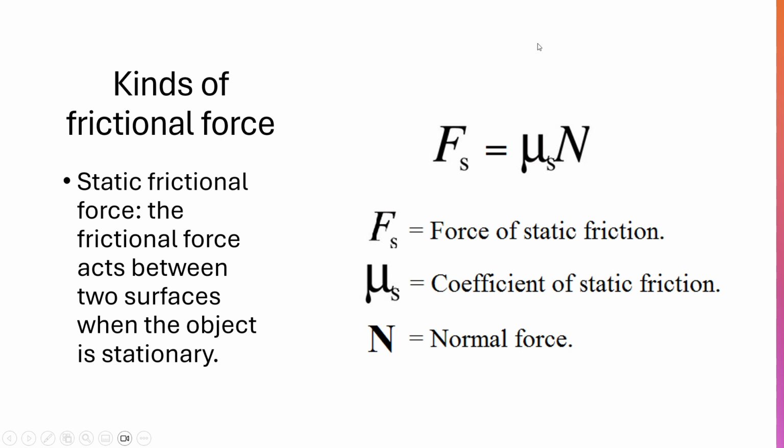Okay guys, before we go into an example, we first have to go over the kinds of frictional forces that can occur. The first kind of frictional force that I want you to get acquainted with is static frictional force. Static frictional force occurs between two surfaces when the object itself is stationary. What does that mean? Let me explain that quickly. If I have a surface and a block over the surface, and that block is standing still, the type of friction that will occur is static friction.